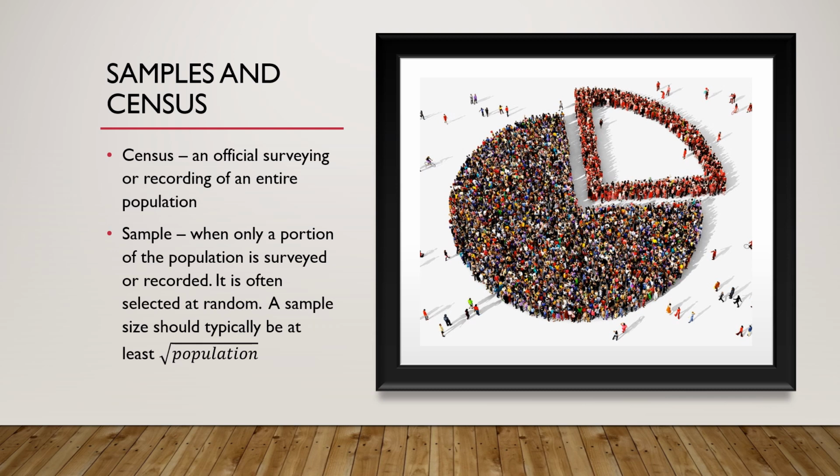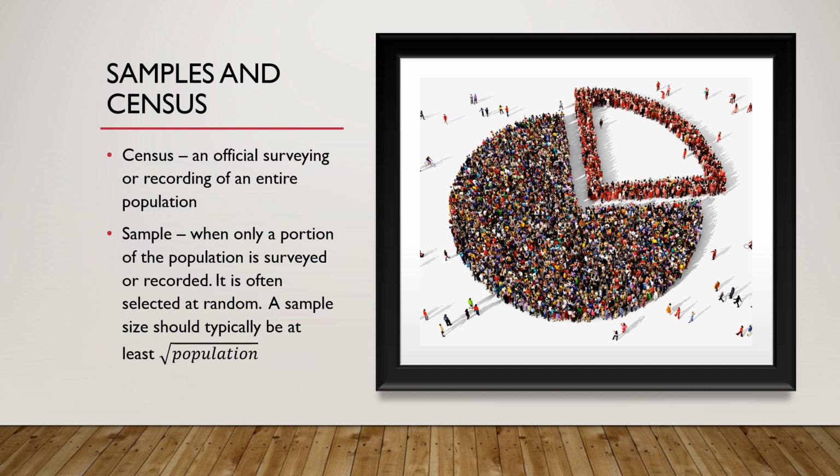Finally, it's important to understand the difference between samples and the census. Census is an official surveying or recording of the entire population. So we want every single person within a population to be surveyed. Sometimes that's not practical. Sometimes it's not really realistic to be able to record or survey every single person within an entire population. When this is the case, what we do is we get a sample of that population. So we just take some of the people and survey them.